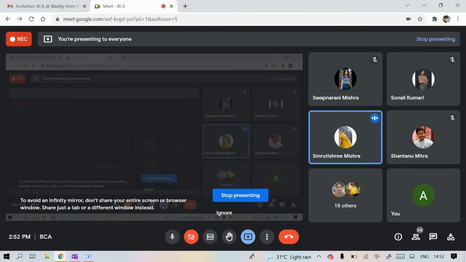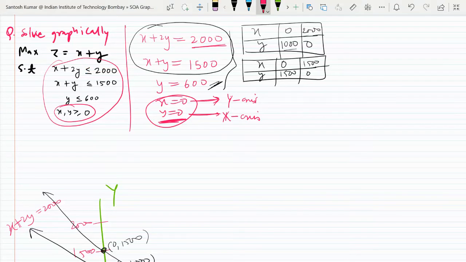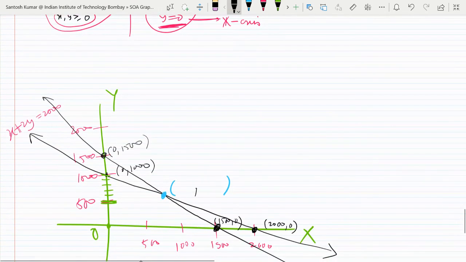So put the values into the equation. Value in the equation. Which value? I want the value only. What is the x coordinate? What is the y coordinate of this point?